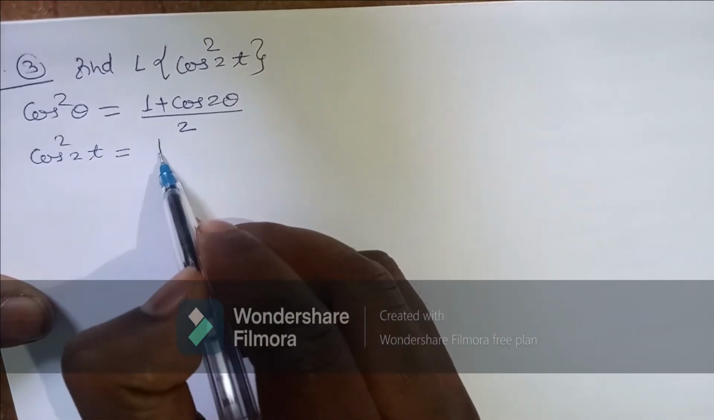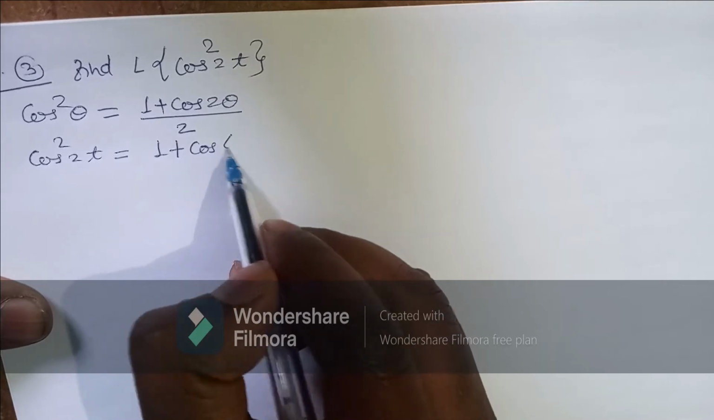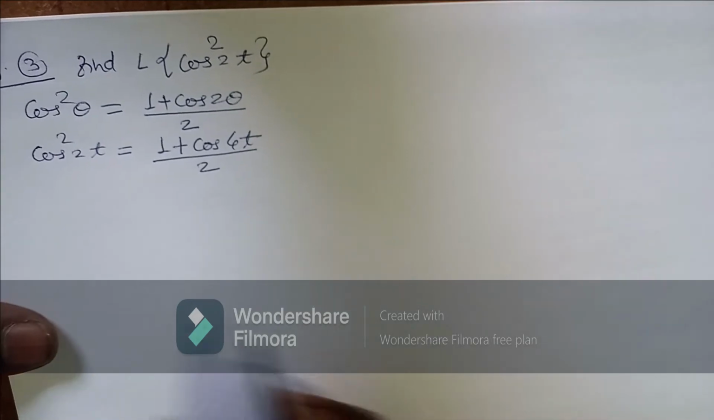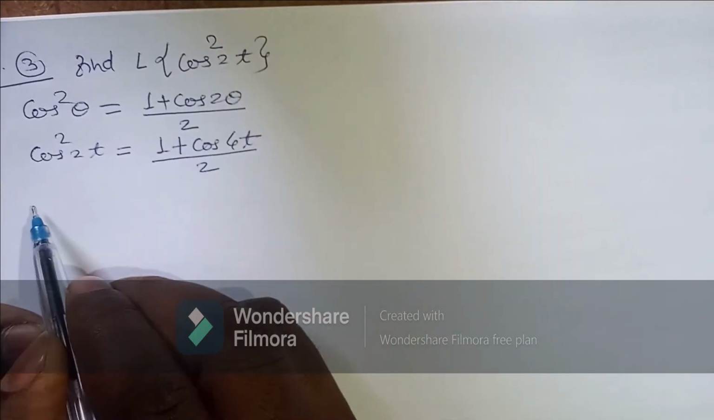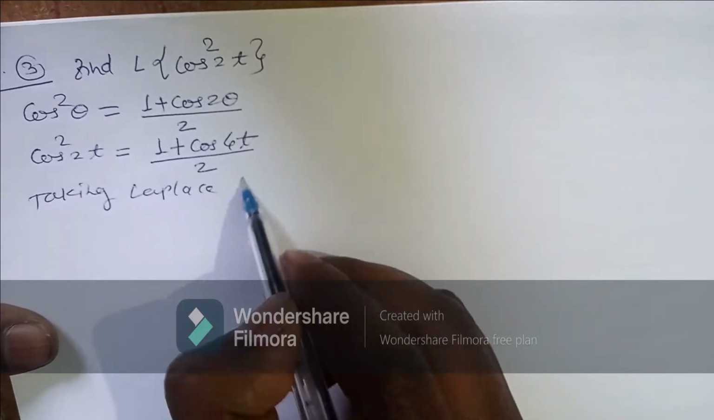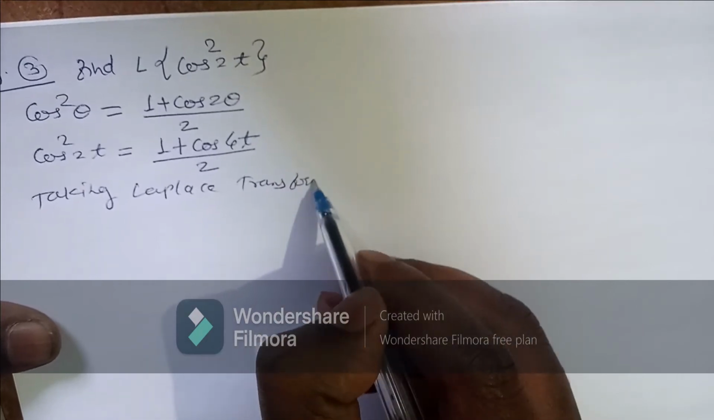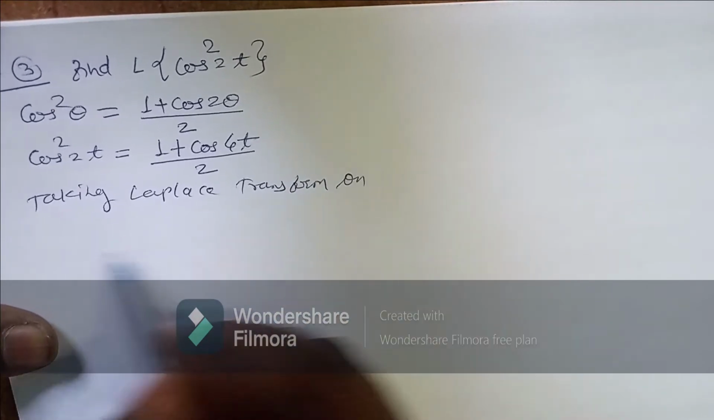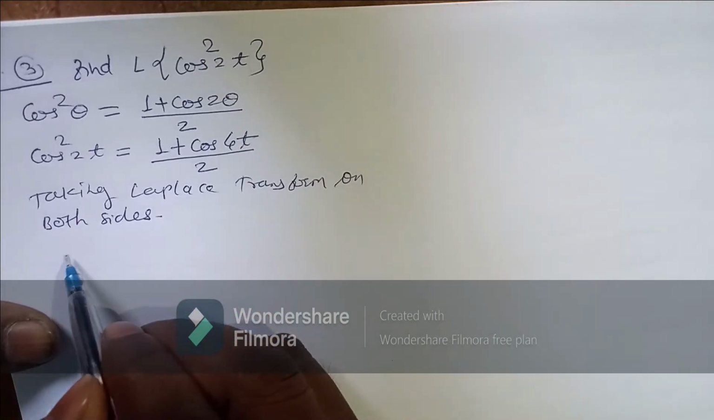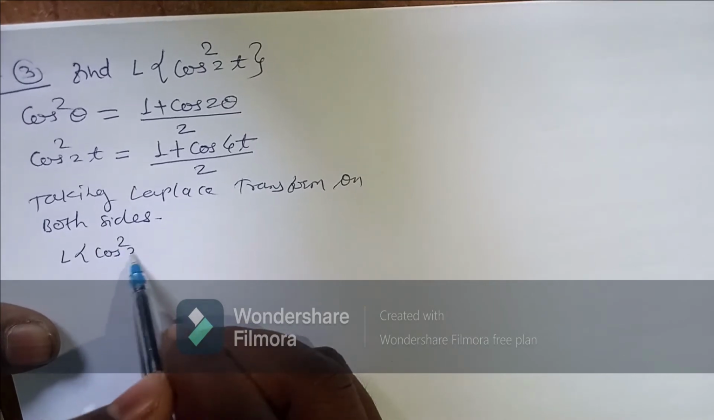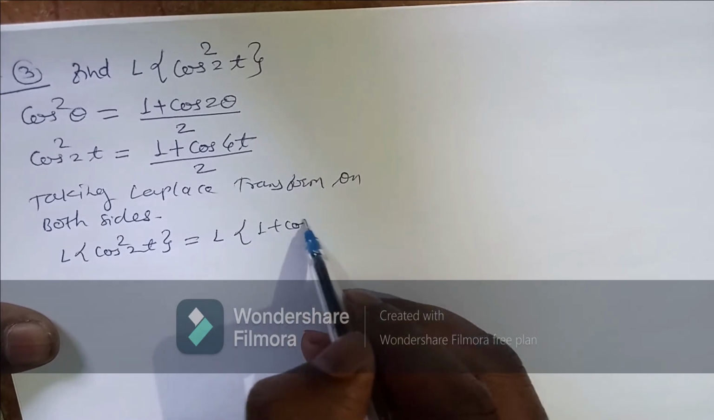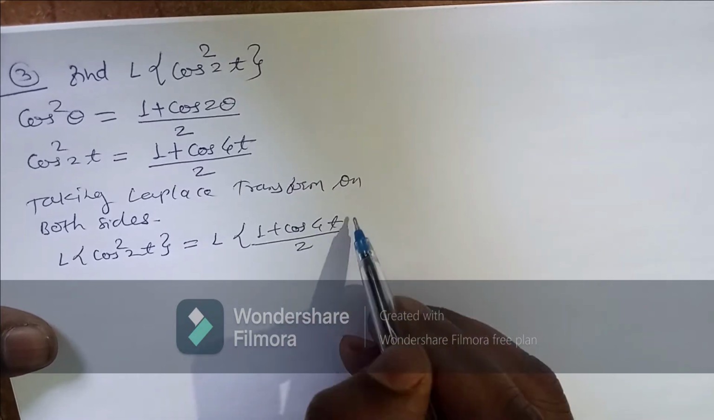So how you can write this? This can be written as 1 plus cos of 4t divided by 2. Okay, so you should understand this. And now once you clear this, taking Laplace transform on both sides, what do we get? Laplace transform of cos square 2t is equal to Laplace transform of 1 plus cos of 4t divided by 2, bracket close.